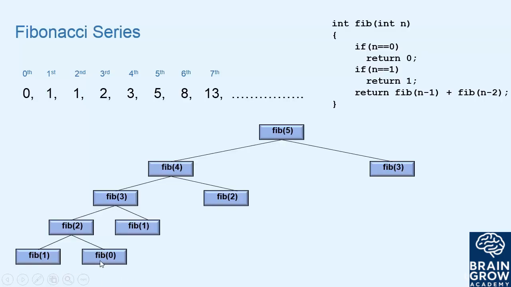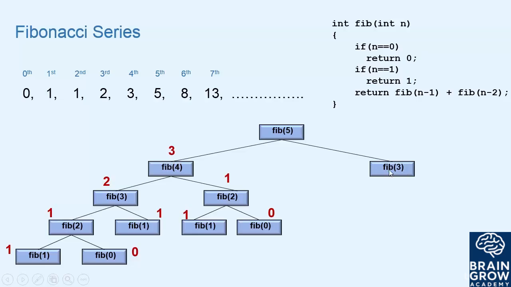Now these two are the base cases. The first Fibonacci number is 1 and the 0th Fibonacci number is 0. So we get this second Fibonacci number by adding these two. This first Fibonacci number is 1. So we get this third Fibonacci number by adding these two. Here again we'll compute this second Fibonacci number. Now we get this fourth Fibonacci number by adding these two.